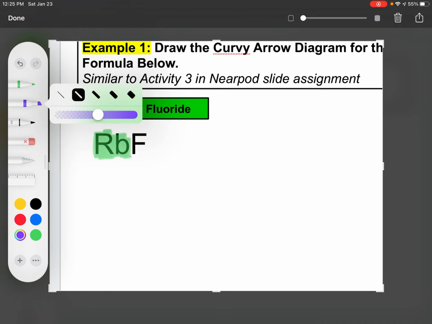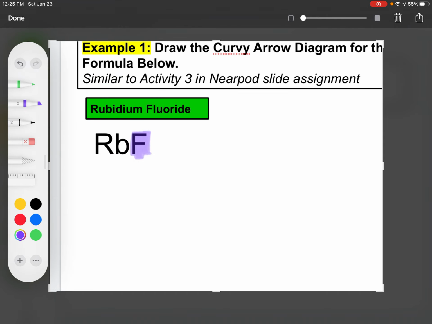Go away. It does that to me all the time. Okay, highlighter. Okay, and then we have to go back and do green again.